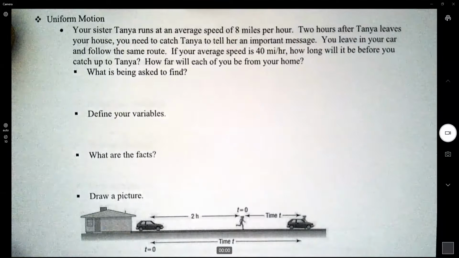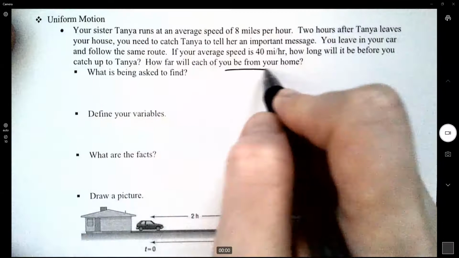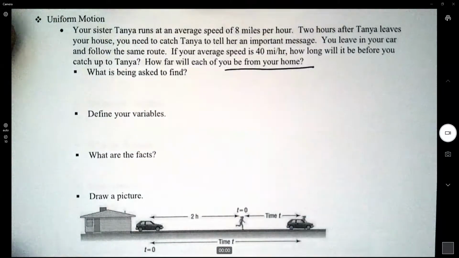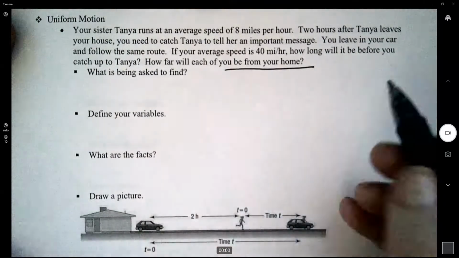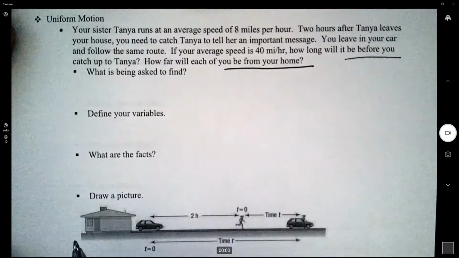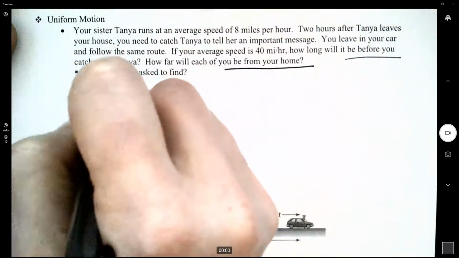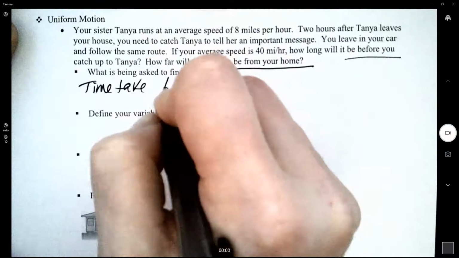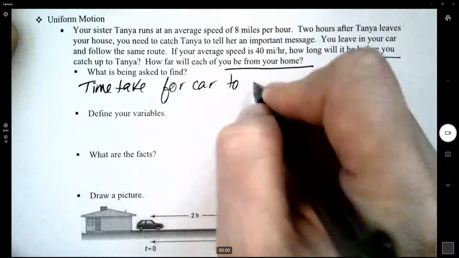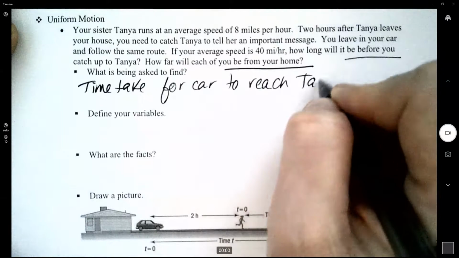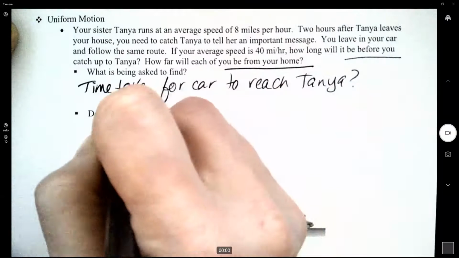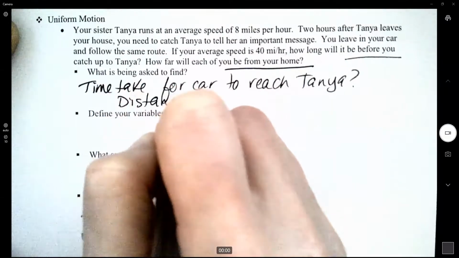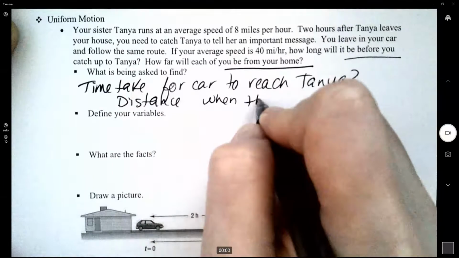So let's first ask the question, what are you trying to find? Well, let's look at the very last part, which is the last question right here. It says, how long will it be before you catch up to Tanya, and how far will you be from your home? So there's two questions. So we're looking for the time it takes for the car to reach Tanya. We're also looking for how far that is. So we're looking for the distance when they meet.